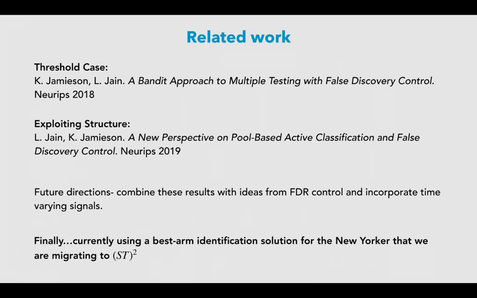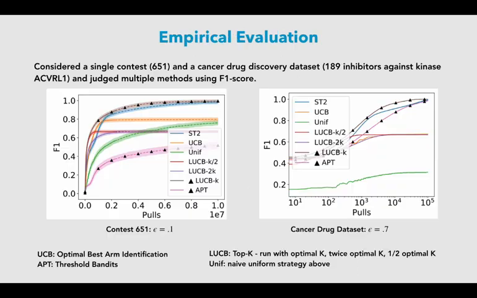And so finally, I just want to say that up to this point, we've been using a best arm identification solution for the New Yorker, and we're excited to migrate that to ST-squared, especially based off of the results of these experiments.